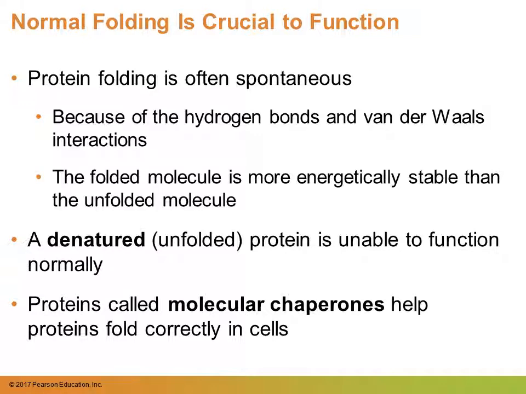Normal folding is crucial to the function of a protein. Oftentimes the folding of a protein is very spontaneous, and it's because of hydrogen bonds and van der Waals interactions. But sometimes proteins can become denatured. So what do we mean by denatured? It means that they can become unfolded. You know when someone says, I'm so anxious or nervous, I feel like I'm unraveling? Well, isn't that what that means? That you're unfolding a protein. And if it's unfolded, then it won't be able to function. So form and function go hand in hand.